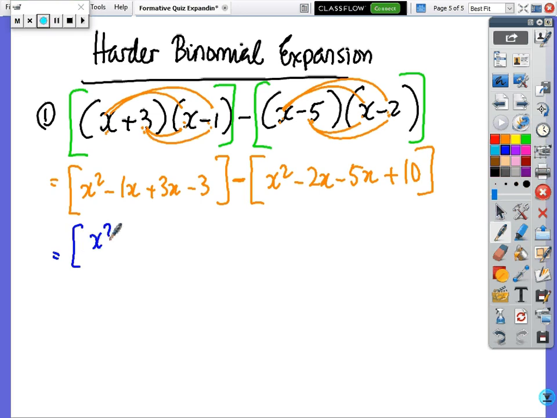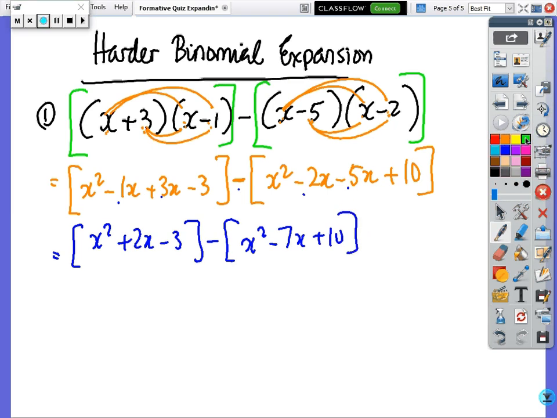So we've got x squared minus 1 plus 3 is plus 2x. Minus 3. Minus sign. Minus 2 minus 5 is minus 7. And plus 10. Now this is where you've got to be careful. X squared minus x squared is nothing. There's no x squared left. 2x minus, so minus and minus is a plus, so it's 2x plus 7x is 9x.